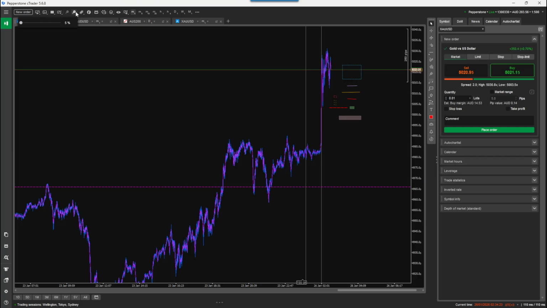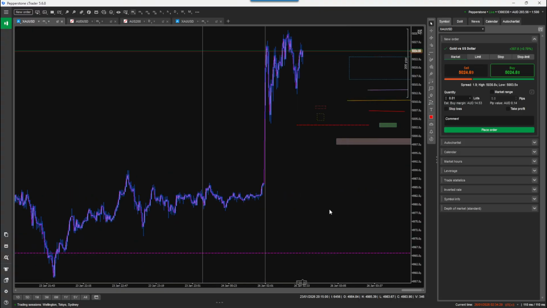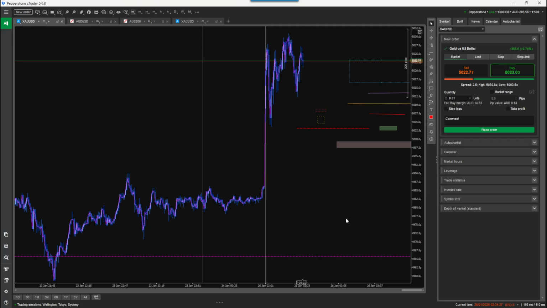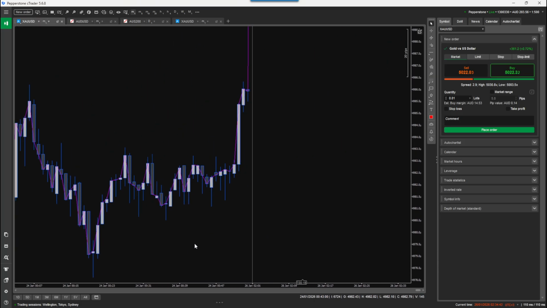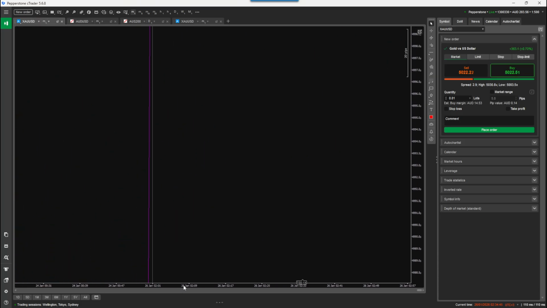1 minute chart, it's clearly jumped. We've just gone through $5,000 an ounce. Wow, it's just jumped through there. There's the opening of the market, boom, massive gap. You see the big gap there.